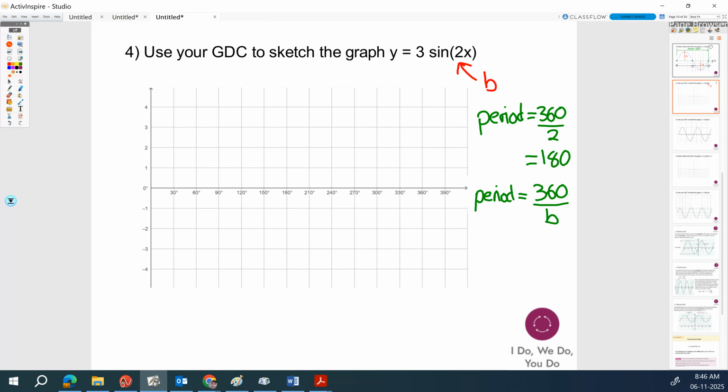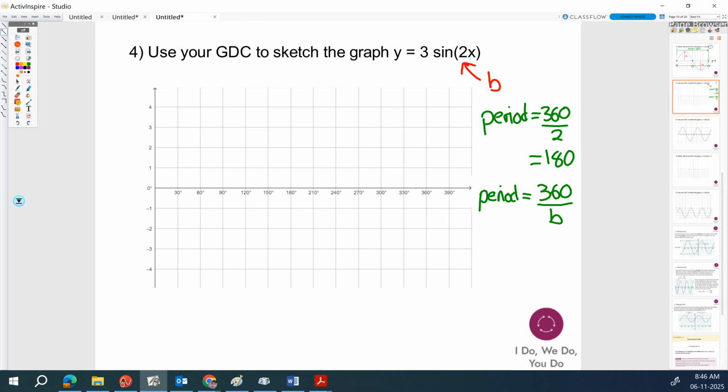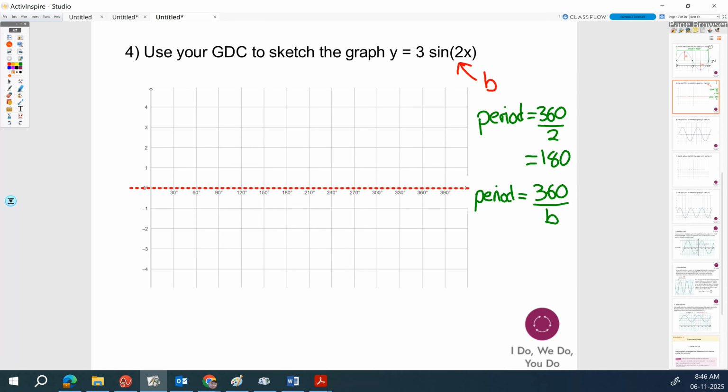So if you see it on your calculator, you can see that the period is 2. Our principal axis is here. This is the line y equals 0. We are going to go through this at the point 0, 0. And instead of ending at 360, we're going to end at 180. We're going to cross it in the middle at 90.